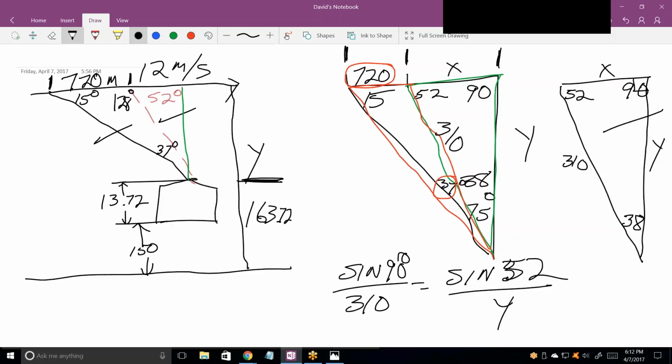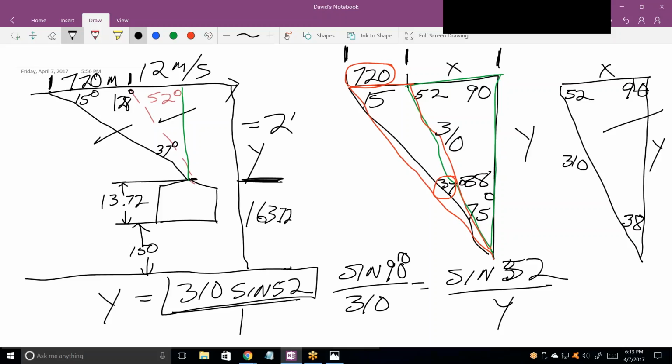There you go. And then y is going to be equal to 310 times the sine of 52 divided by the sine of 90, which is 1. So y equals 310 times the sine of 52. Go ahead and figure that number out. 244.3. I don't know if you want to use the 0.3 or not. Yeah, I'm not sure either.